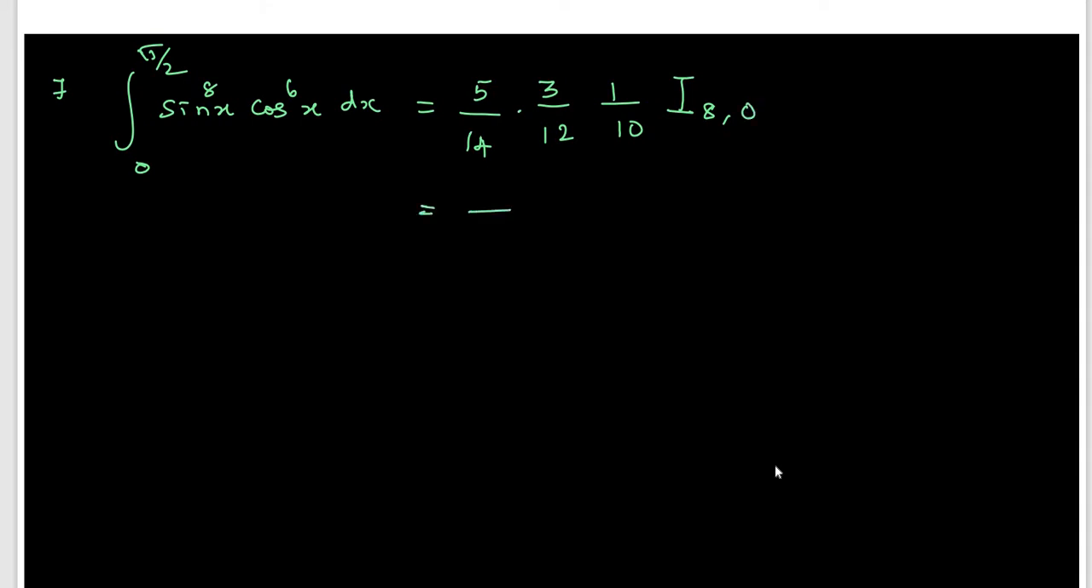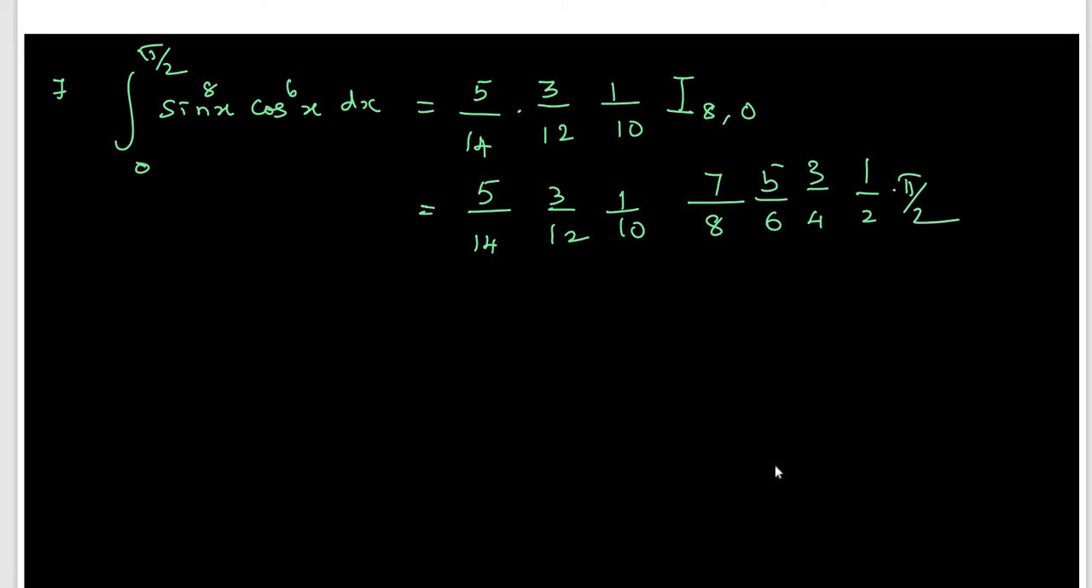So you will have this to be, say, 14, 5, 3 by 12, 1 by 10, and then this one 8, 7, 6, 5, 4, 3, 2, 1. So once half comes, pi by 2. And then, both of them are odd, say. I have this to be, say, sin x power 5 cos x power 7 dx.